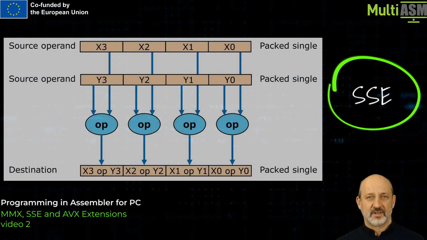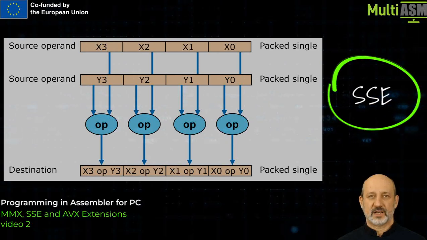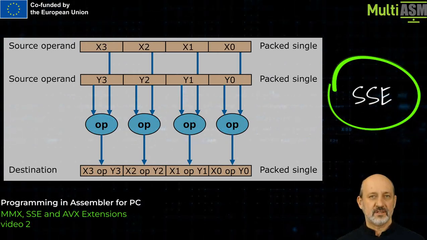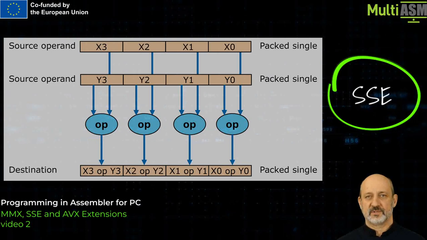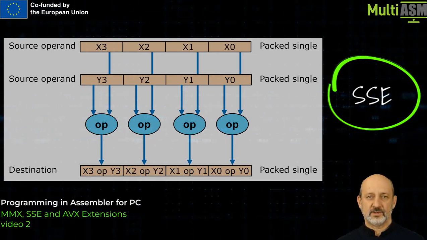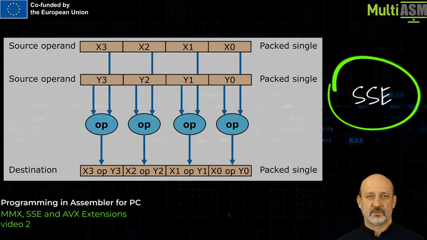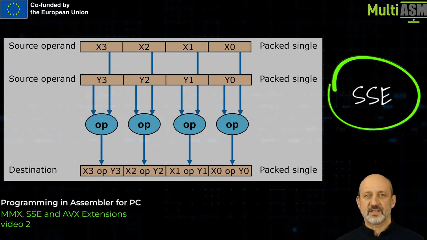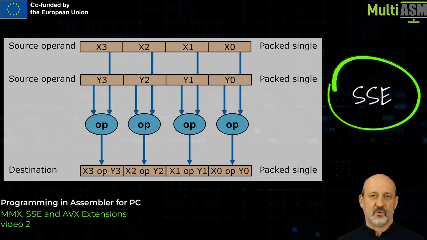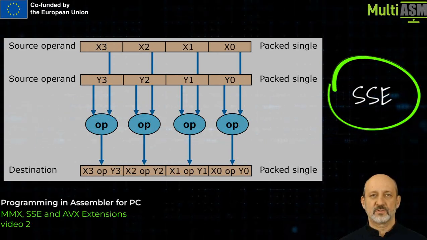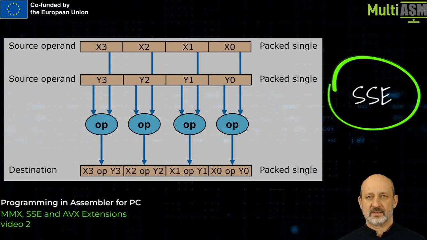SSE instructions work with a new vector data type containing 4 single-precision floating point numbers. It is easy to calculate that they require 128-bit registers. These new registers are named XMM0 to XMM7 and are separated from any previously implemented registers, so SSE floating point operations do not conflict with MMX and FPU.